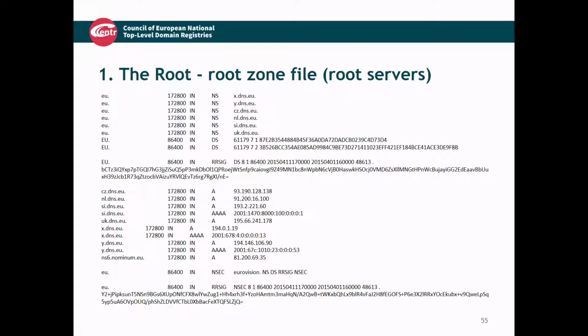But this is it. This is the root zone file. It has 8 entries for .eu. It has the names of those name servers. It's not very inspiring, but it is X, Y, and then CZ, NL, SI, and UK, which hints where they are located. And then in the second part, it explains what IP address each of those name servers are connected to.